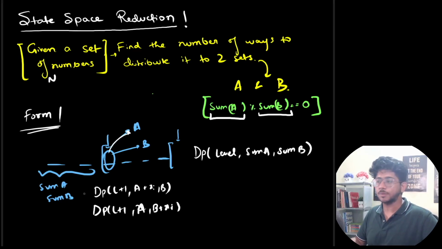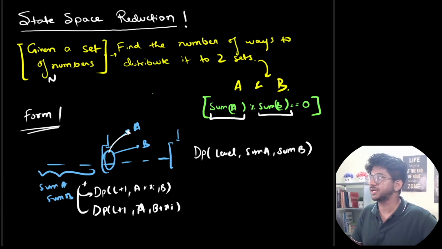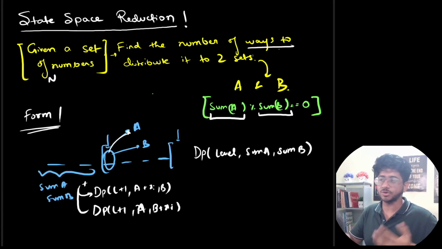So these are the two different options, and we're going to get the sum of these two because we want the total number of ways, right? In number of ways, we add the number of ways.